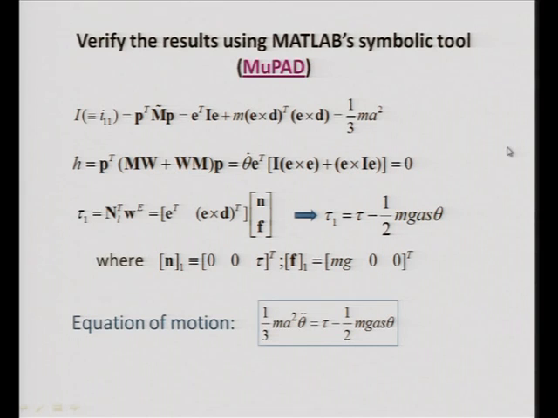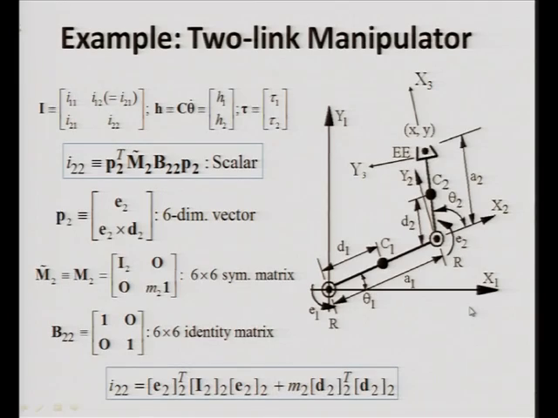Okay. So, we have verified our results using MuPAD. The equation of motion for a single link system is 1/3 m a² θ̈ = τ − ½ m g a sin θ. Now, I wanted to take you to a little more complex problem, the two link system.